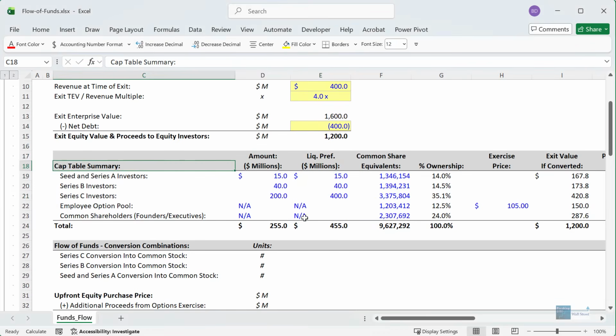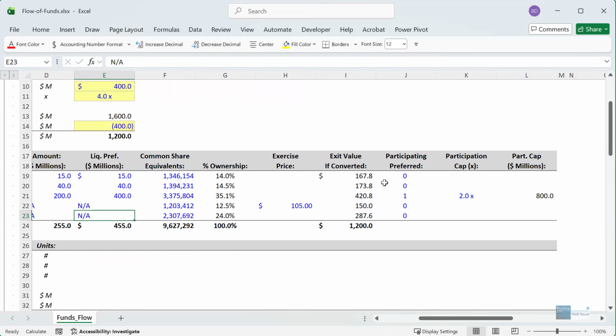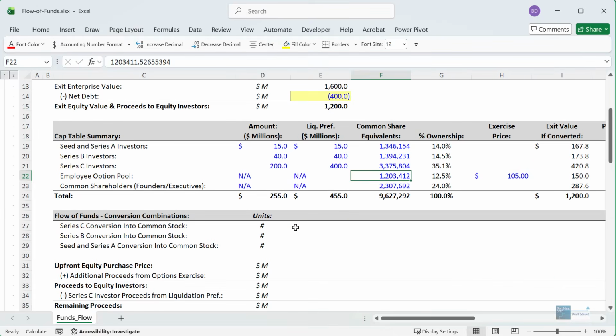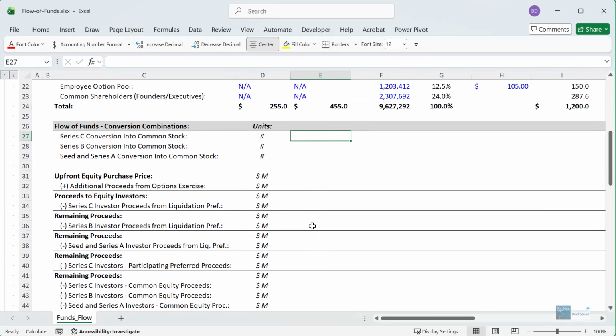Now, the next point is that we need a cap table with the shares that each group owns, their ownership, what the exit value is if they all convert into common shares, and then any other special terms attached, and that's already up here. And then to actually set up the flow of funds, we need to look at different combinations. So for example, what if the Series C investors stay in preferred, and the Series B investors do, and the seed and Series A investors also stay in preferred stock?